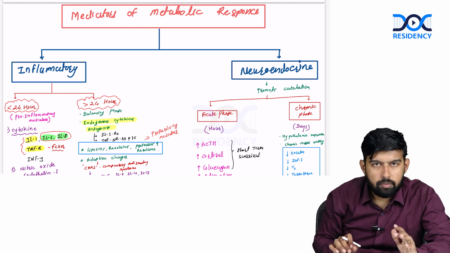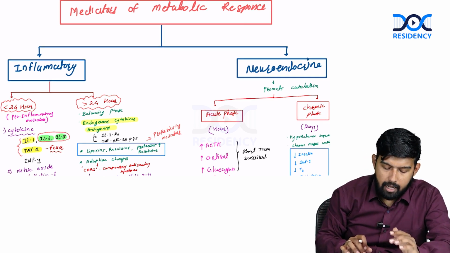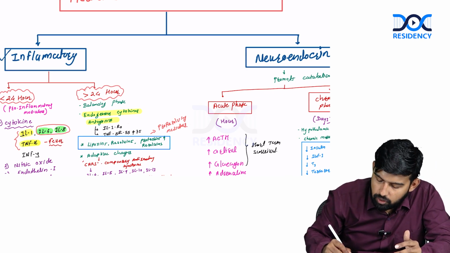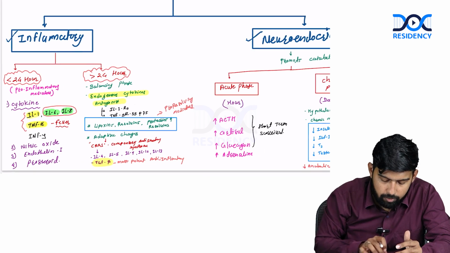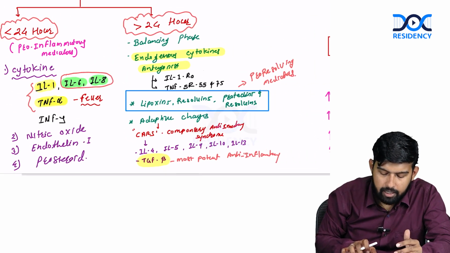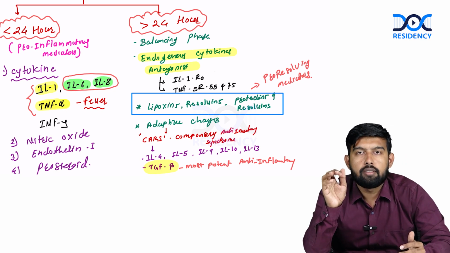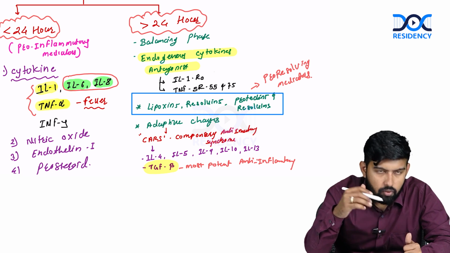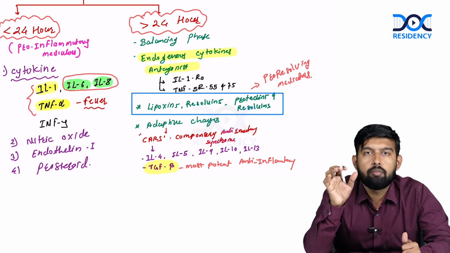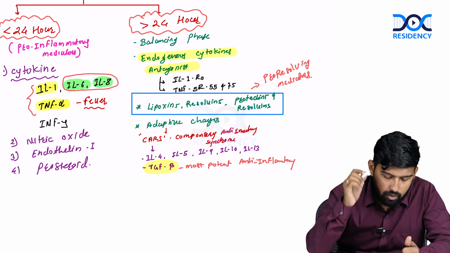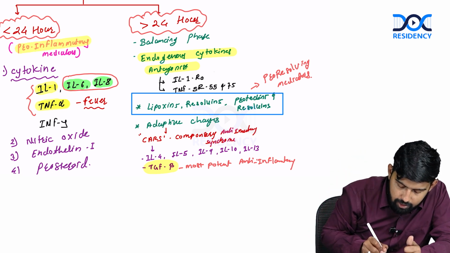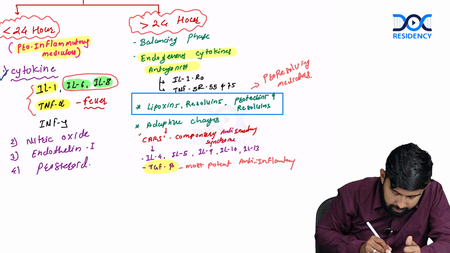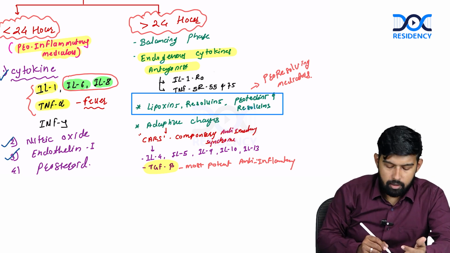So the mediators of the metabolic response are categorized into two categories: inflammatory mediators and neuroendocrine mediators. Basically the inflammatory mediators are divided into two depending upon their appearance after the injury, trauma or surgery. The inflammatory mediators which appear within 24 hours of the injury or surgery are known as pro-inflammatory mediators, and this includes cytokines, nitric oxide, endothelin 1 and prostanoids.